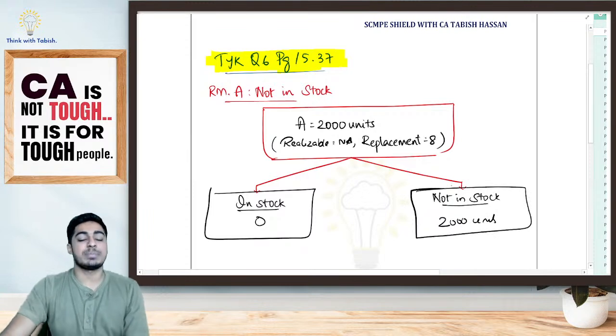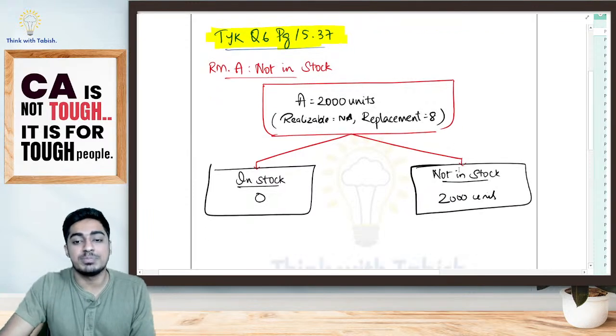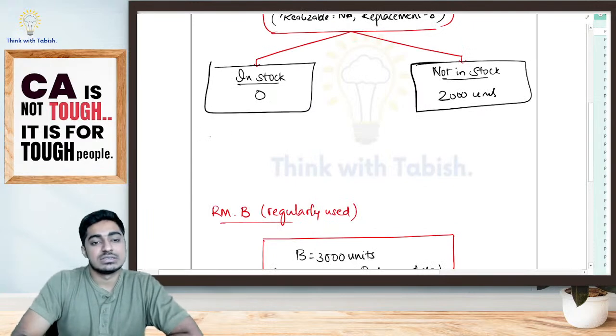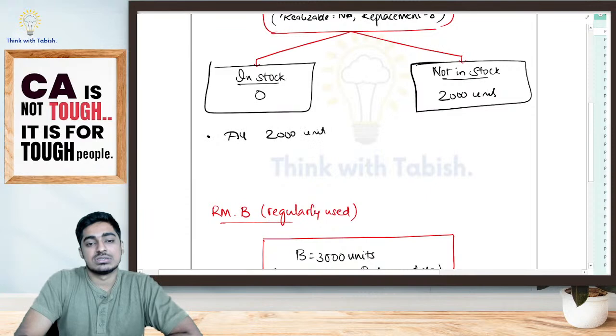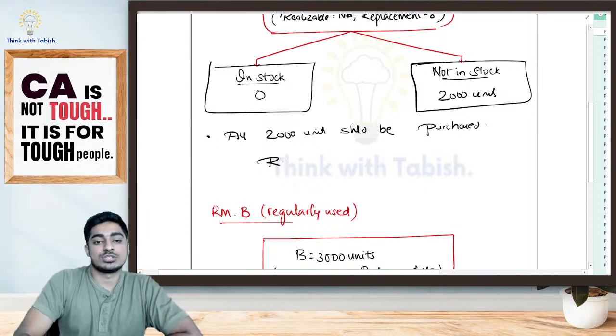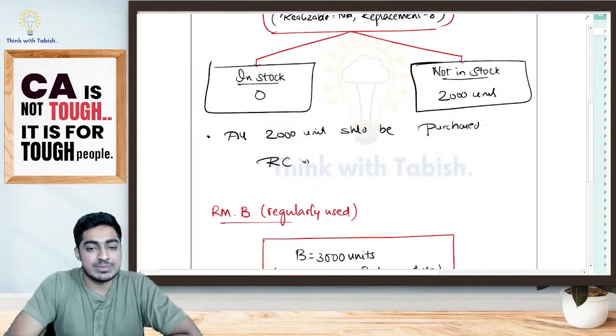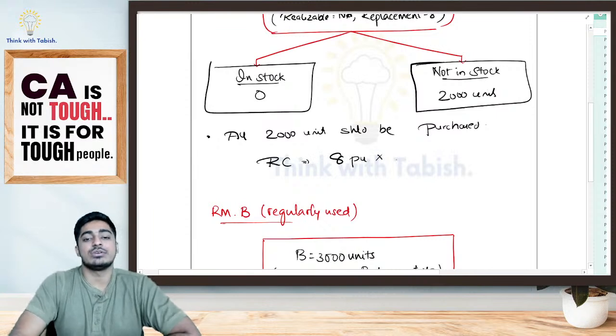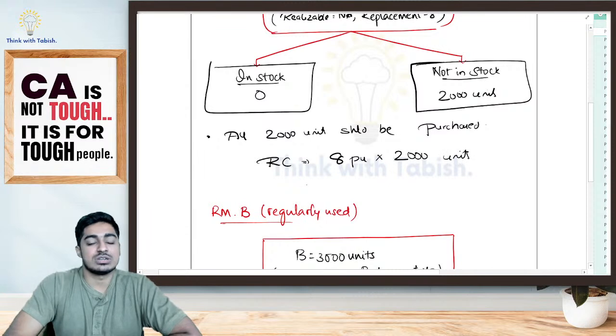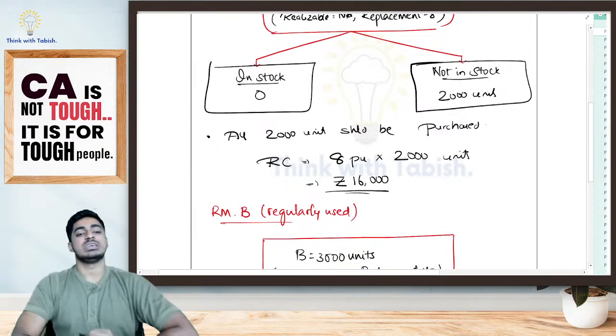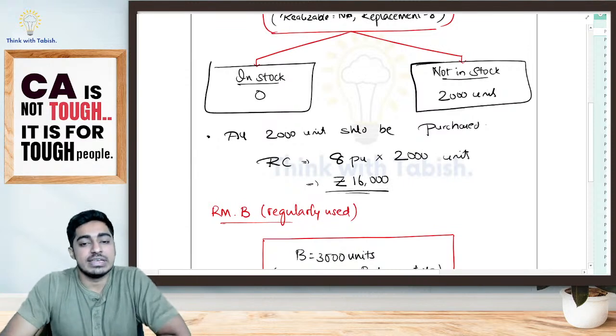At what price am I purchasing? What is my purchase cost? Replacement cost. Yes. All 2000 units should be purchased. Relevant cost. What is the relevant cost? To purchase, what is the cost I am incurring, students? It is 8 rupees per unit. How many units should I purchase? 2000 units. So what is the total cost I should be incurring? 16,000 rupees is the relevant cost for raw material A.